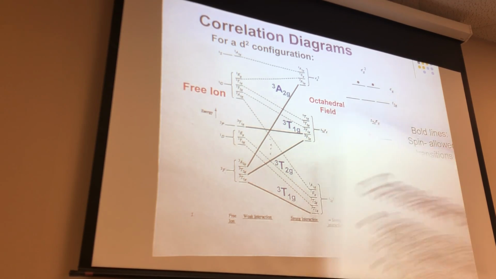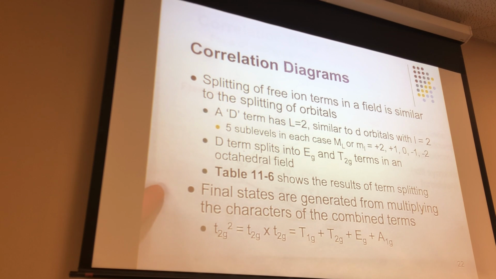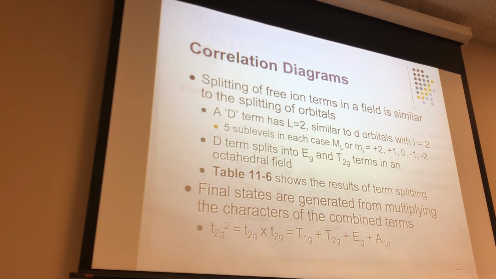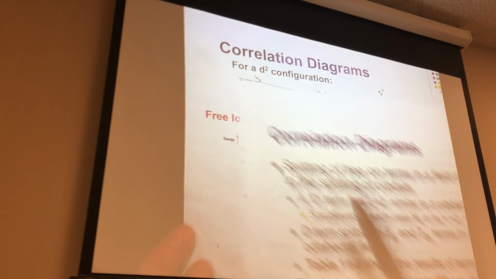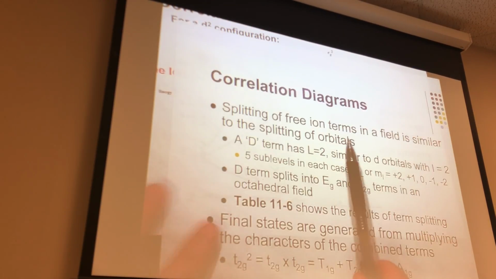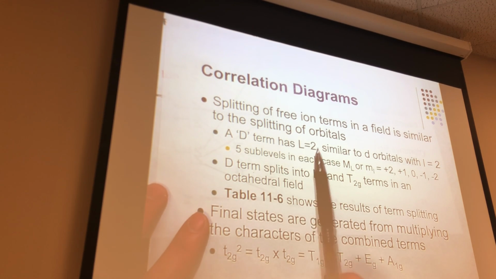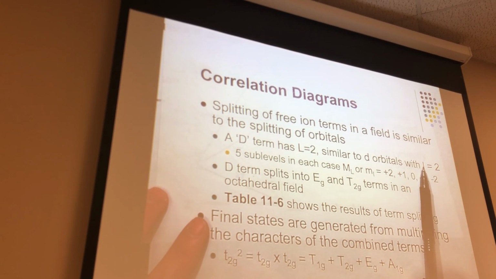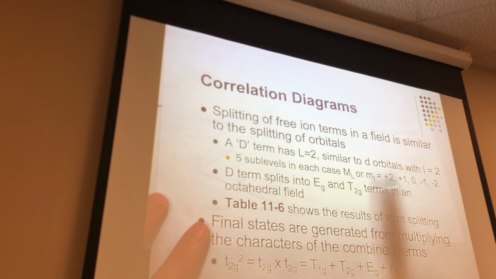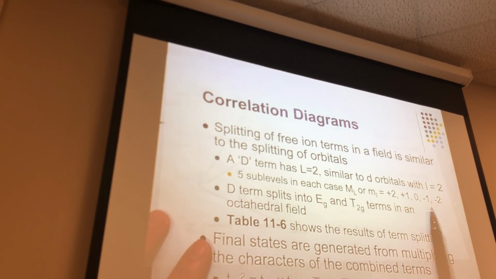So let me just walk you through these other slides. This is the written version of what I just said, but let's make sure that we hammer this in here. On the left side, those are the free ion terms. They split in a field similar to the splitting of orbitals. A D term has a maximum L of 2, similar to d orbitals with a lowercase l of 2, and so they follow the same mathematical rules. They turn into capital M sub L values of 2, 1, 0, and they split into the T1G and T2G terms.